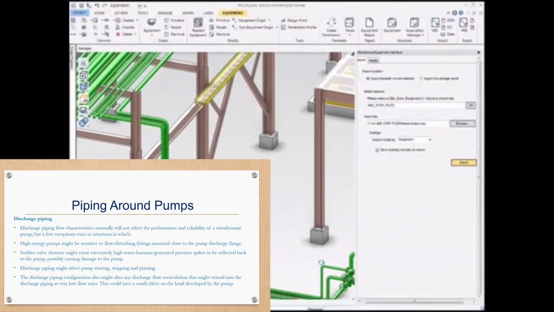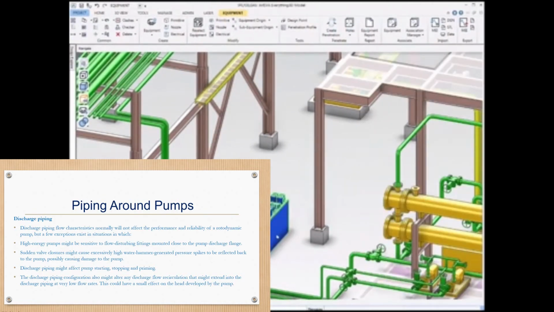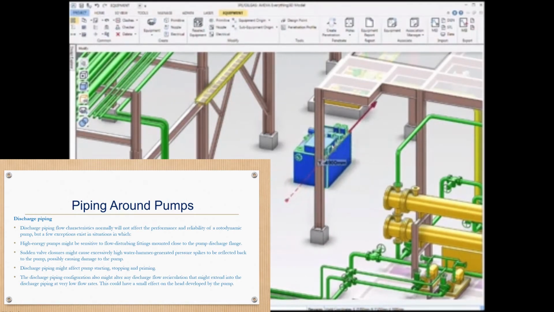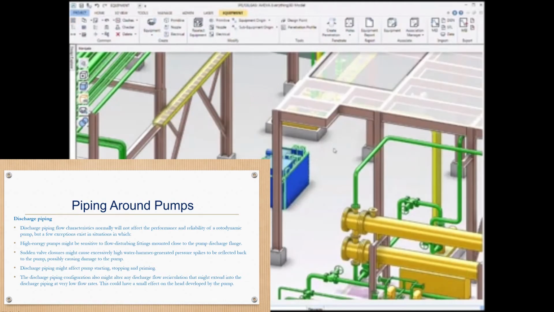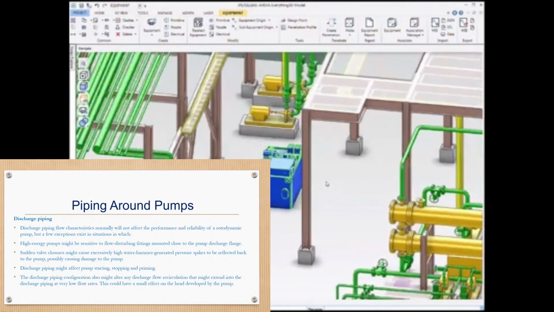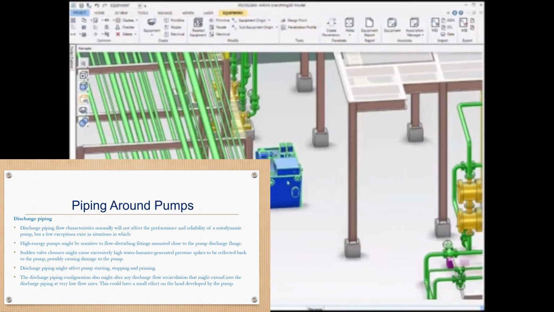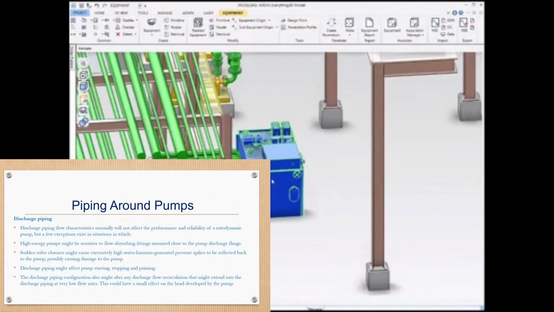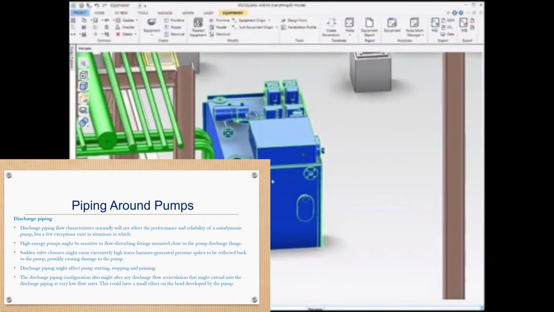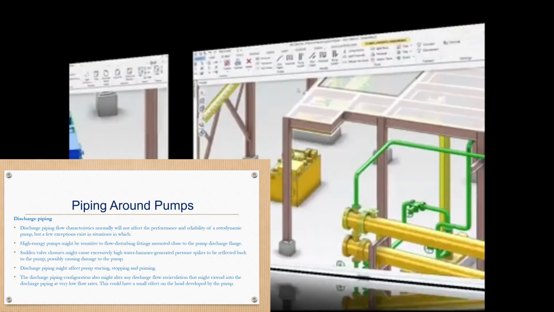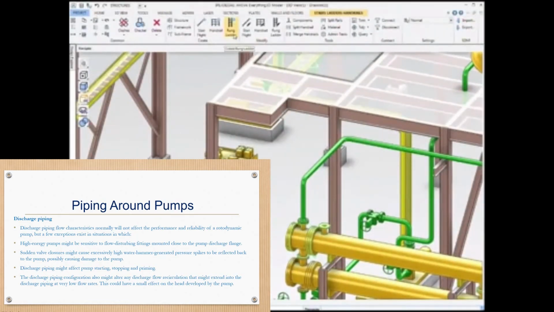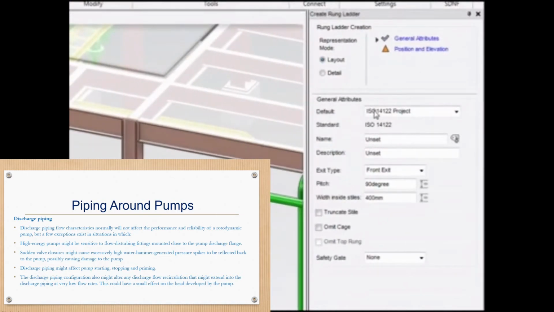Sudden valve closures might cause excessive water hammer due to pressure spikes reflected to the pump, possibly causing damage to the pump. Discharge piping might affect pump starting, stopping, and priming. The discharge piping configuration also might alter any discharge flow recirculation that might extend into the discharge piping at very low flow. This could have a small effect on the head developed by the pump.